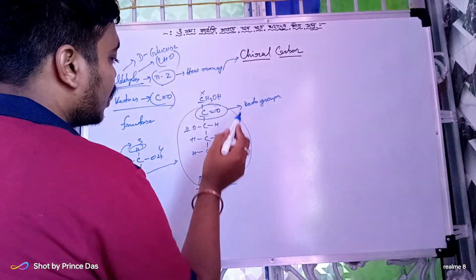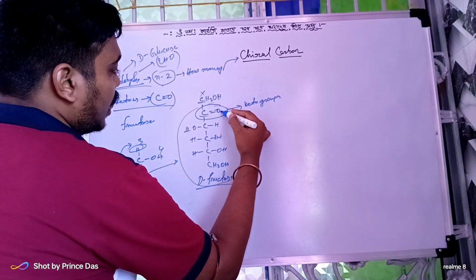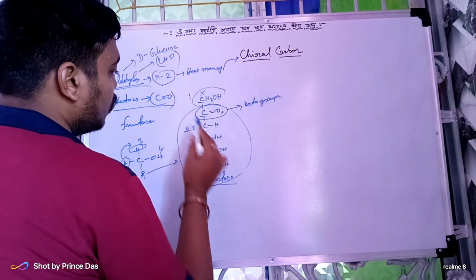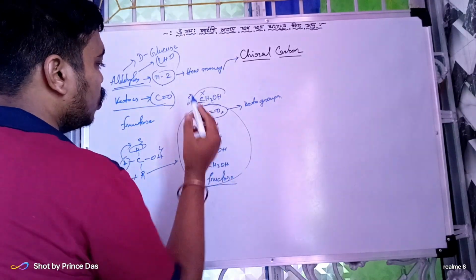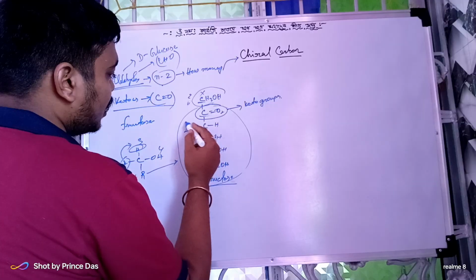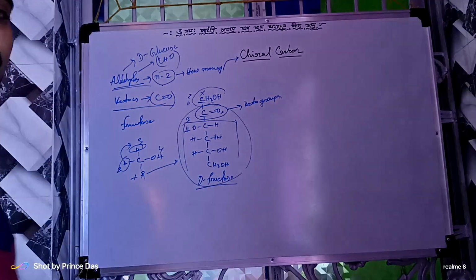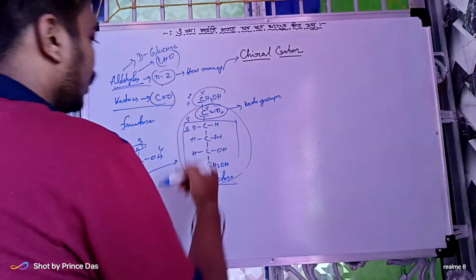Can I call this a chiral carbon? Again, oxygen has a double bond. So here we get one oxygen, this one a group 2, and the rest others, 3 groups are there. Obviously it would not be a chiral carbon.